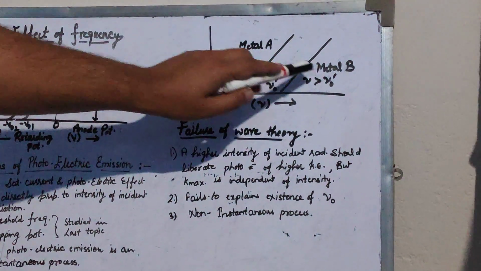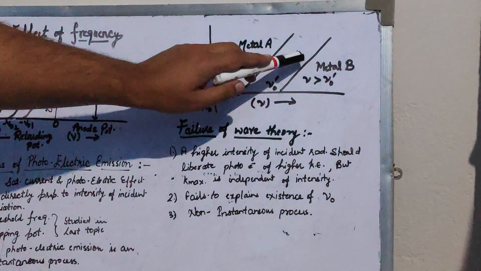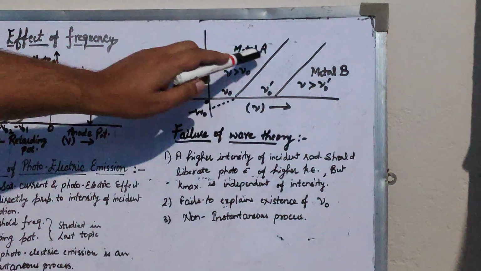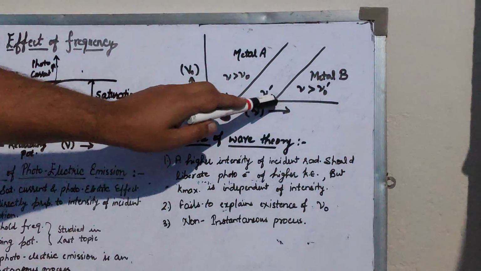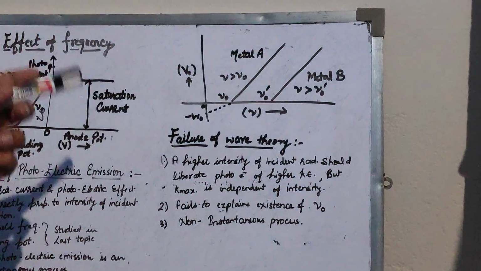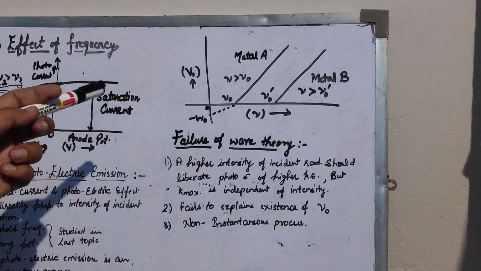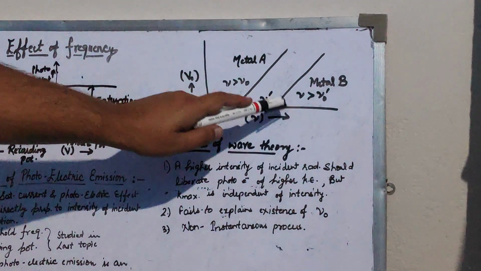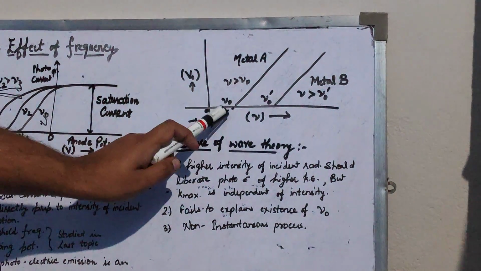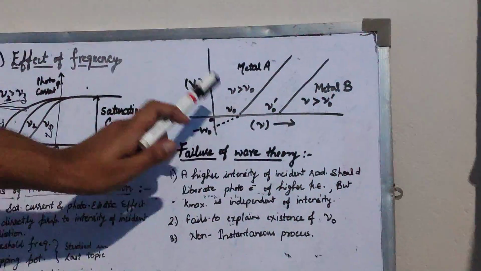And for two different metals A and B, these graphs have the same slope, as we can see from here, but the threshold frequencies are different. So this third point is important here: for two different metals A and B, the slope is the same but their threshold frequency is different.